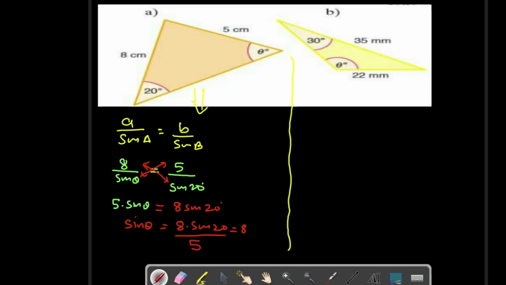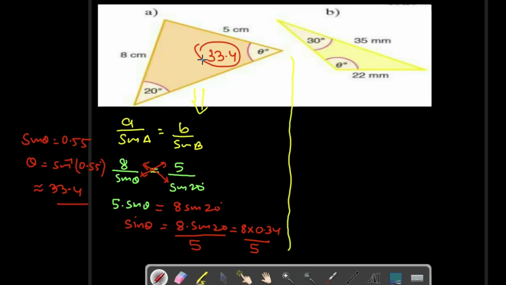Now we can use a calculator to identify the value. 8 into 0.34 upon 5, so sine theta is going to be 0.55. So theta is going to be sine inverse of 0.55. Using a calculator, the angle comes to 33.4. In this scenario, the angle is going to be 33.4. This way we can solve using the sine rule.